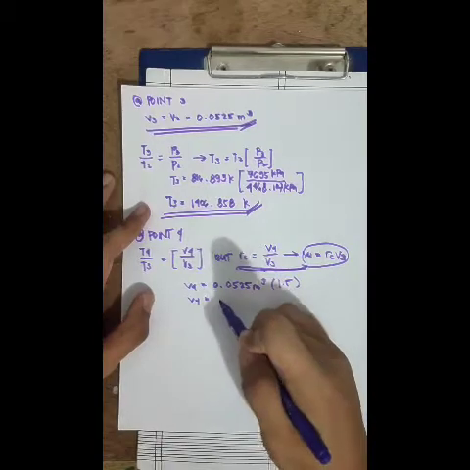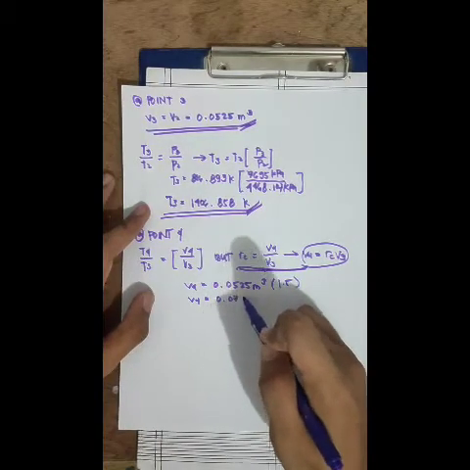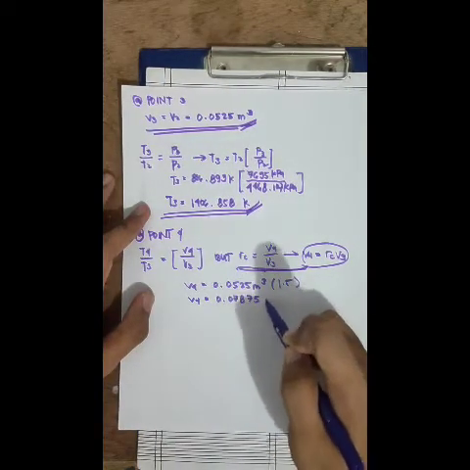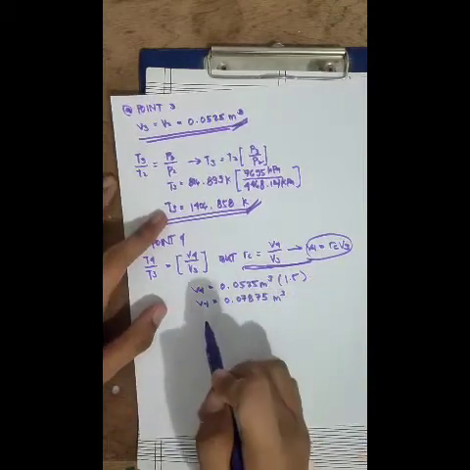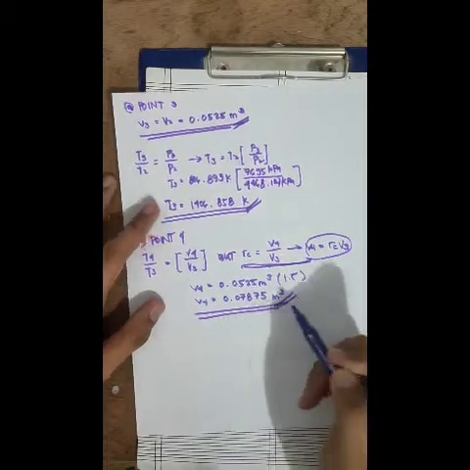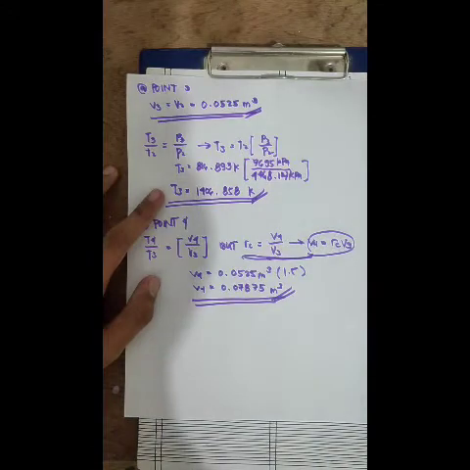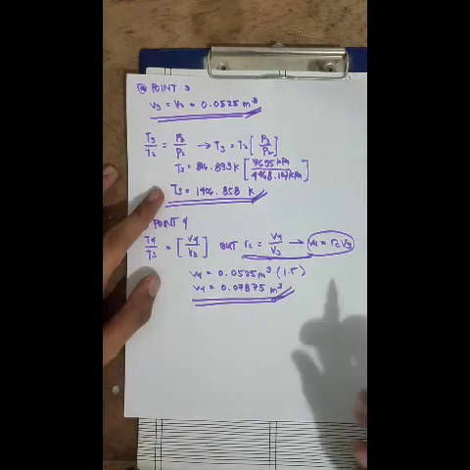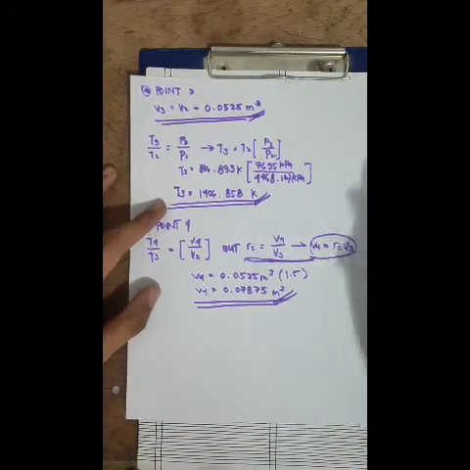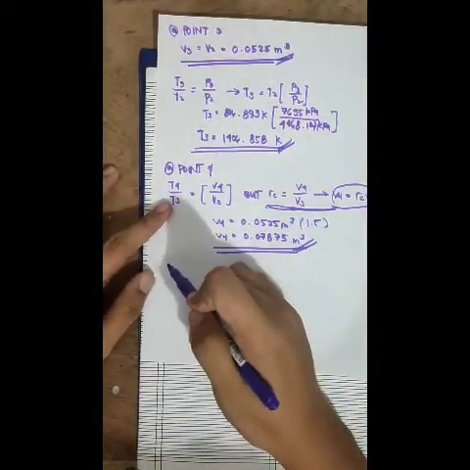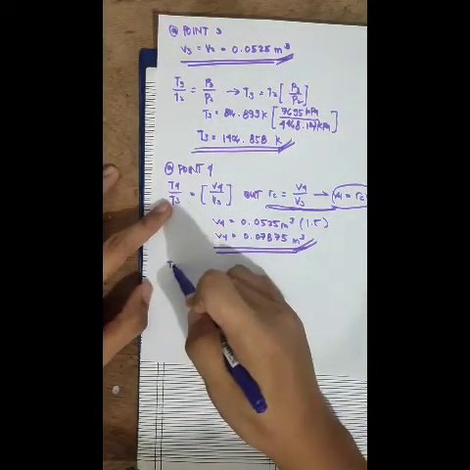V4 is equal to 0.07875 cubic meter. So there is the volume 4. So the next one is finding for the temperature 4. So we will use this formula in finding T4.